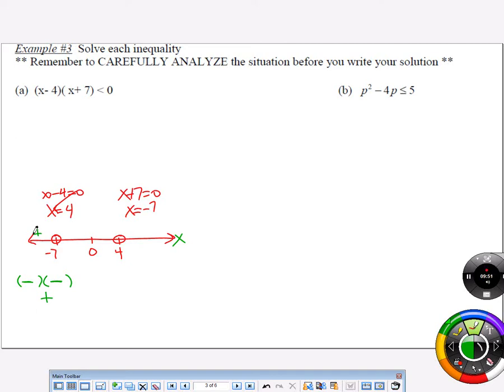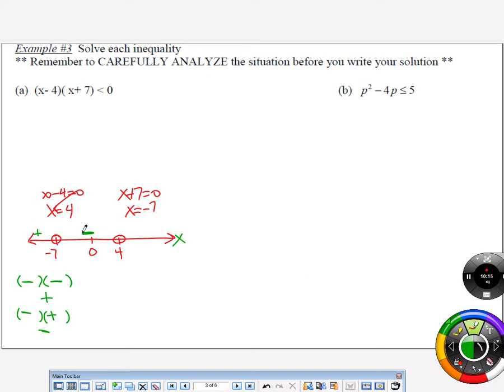What about between negative 7 and positive 4? Okay, so pick something in there. Say you pick 0. Okay? And again, think it through. You're going to have something times something else, and you're looking at the outcome. Let's say I pick 0. 0 minus 4, negative. 0 plus 7, a negative times a positive, negative. The graph is negative in this section.